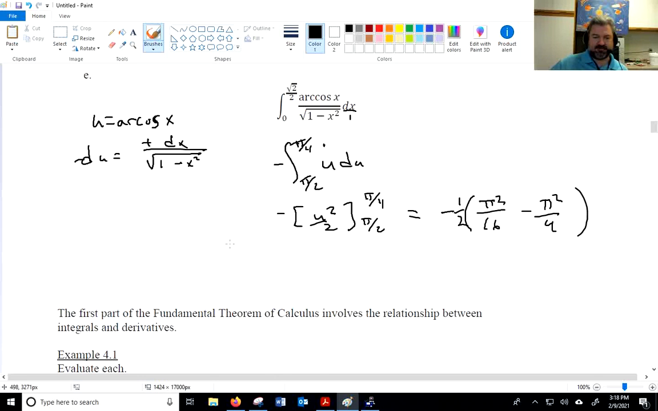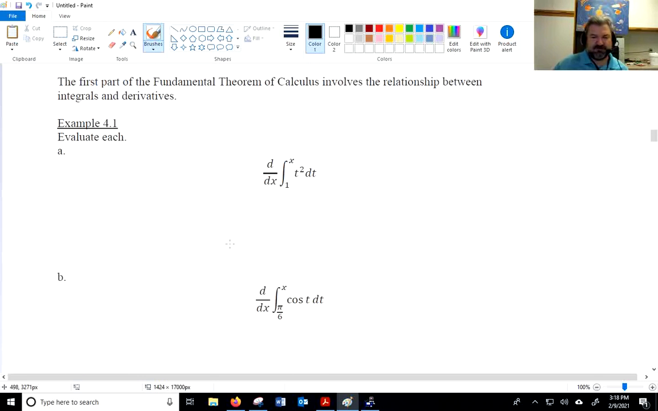All right. So the first part of the fundamental theorem of calculus involves the relationship between integrals and derivatives. Now that we've practiced integrals and derivatives, we're ready to put them together. So we have to do both to do this problem. We have the derivative with respect to x of the integral from 1 to x of t squared dt. So that's a little weird. We have x in our bounds of integration, but let's just go with it.